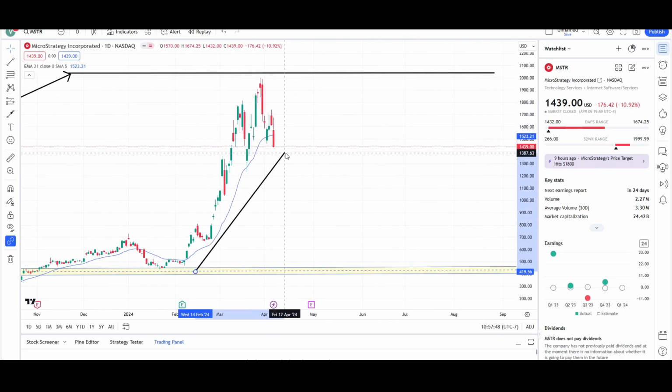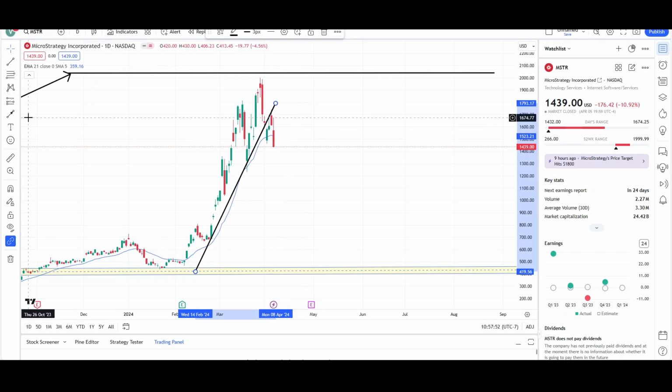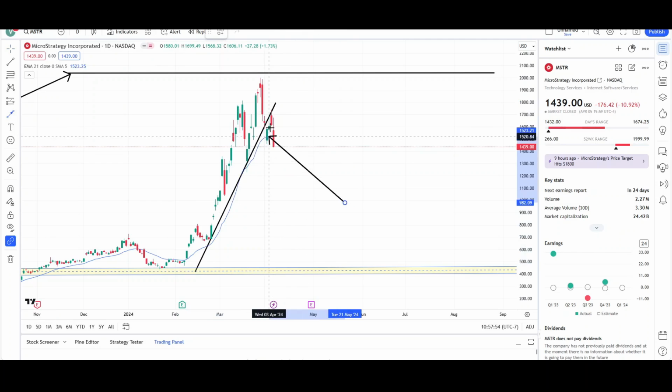It looks like it broke this upward trend line. You can see that this upward trend line was right about here, and then price broke it, back tested it for resistance, and now it's selling off lower.